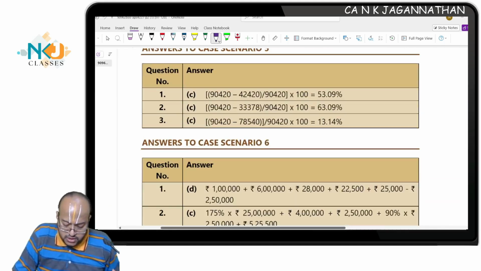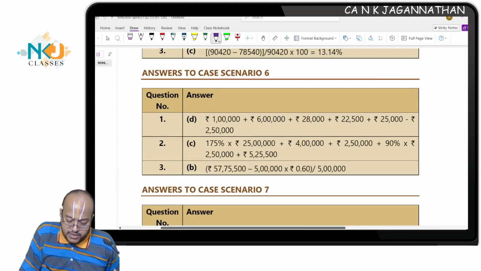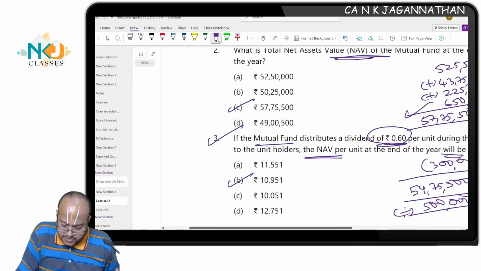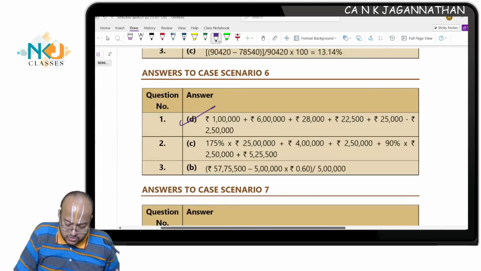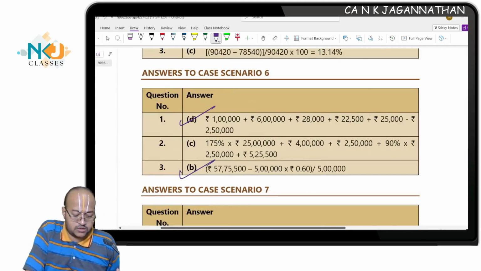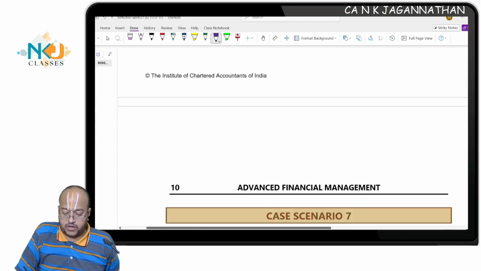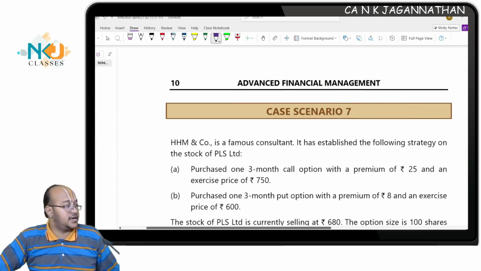We can cross verify. What is the solution given for the past question number 6? D is given. Next, C is given, yes, C is the correct answer. Then for 3B, let's see whether B is the right solution. Yes, 3B is the right solution. 10.951 is the NAV. Are you all understanding? Case scenario number 7 we will discuss in the next video. Thank you.